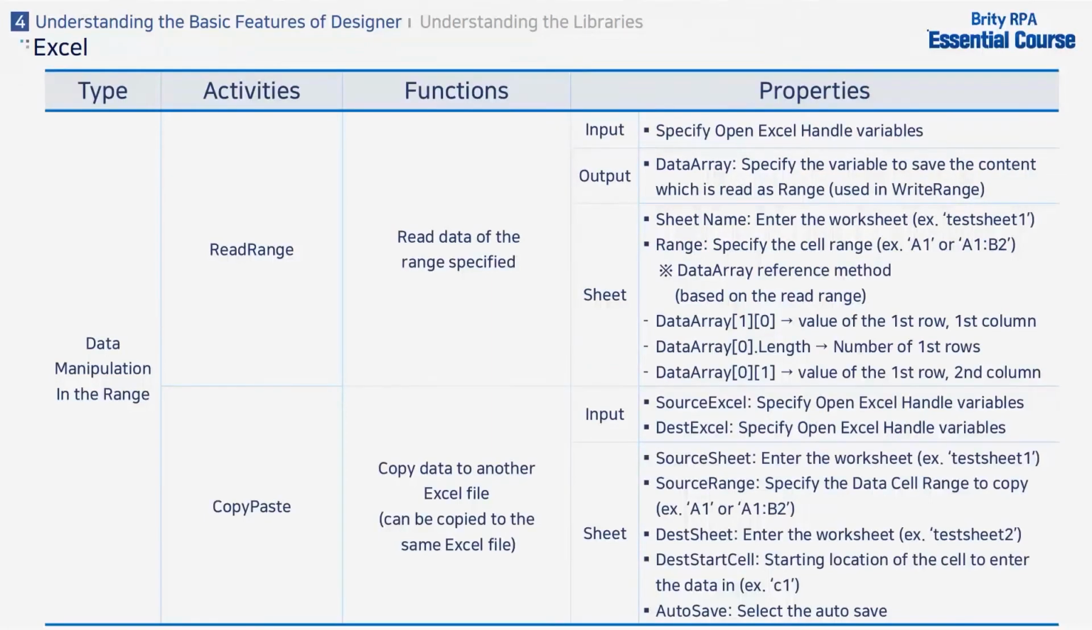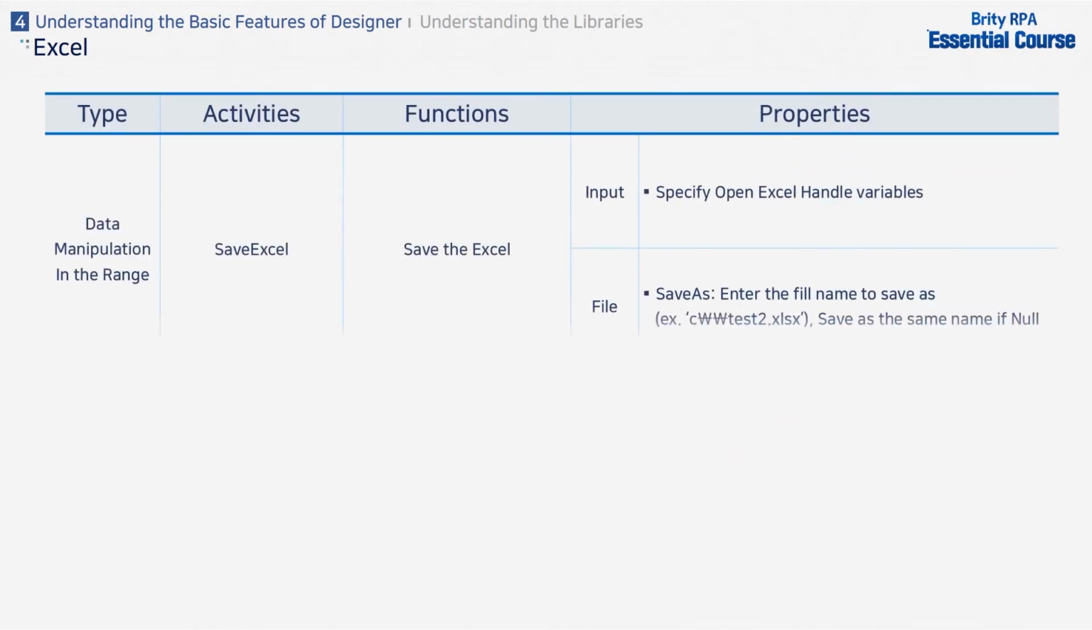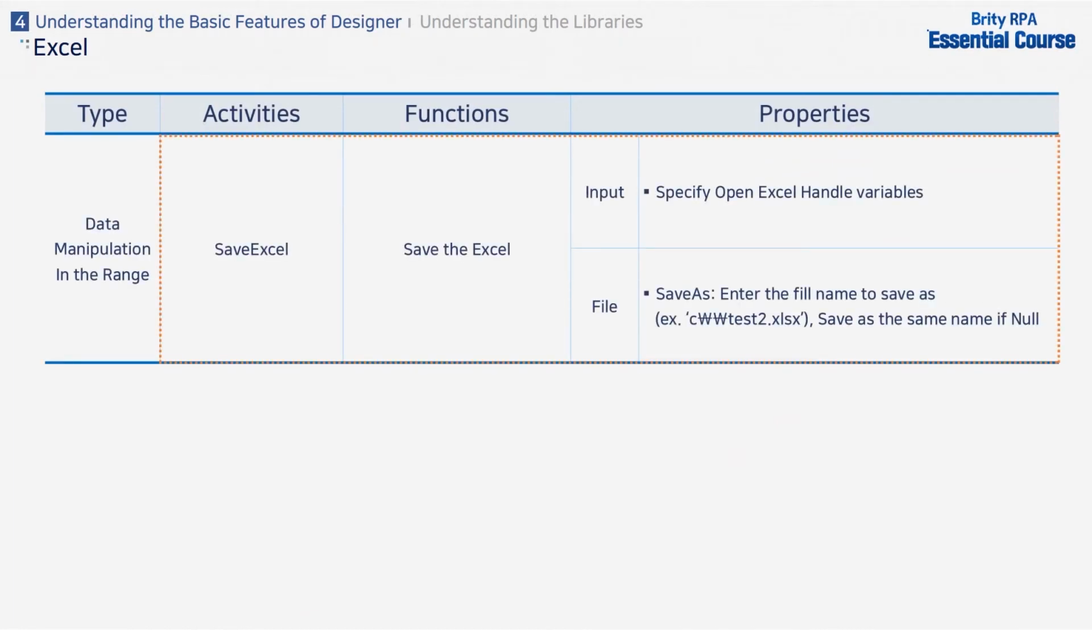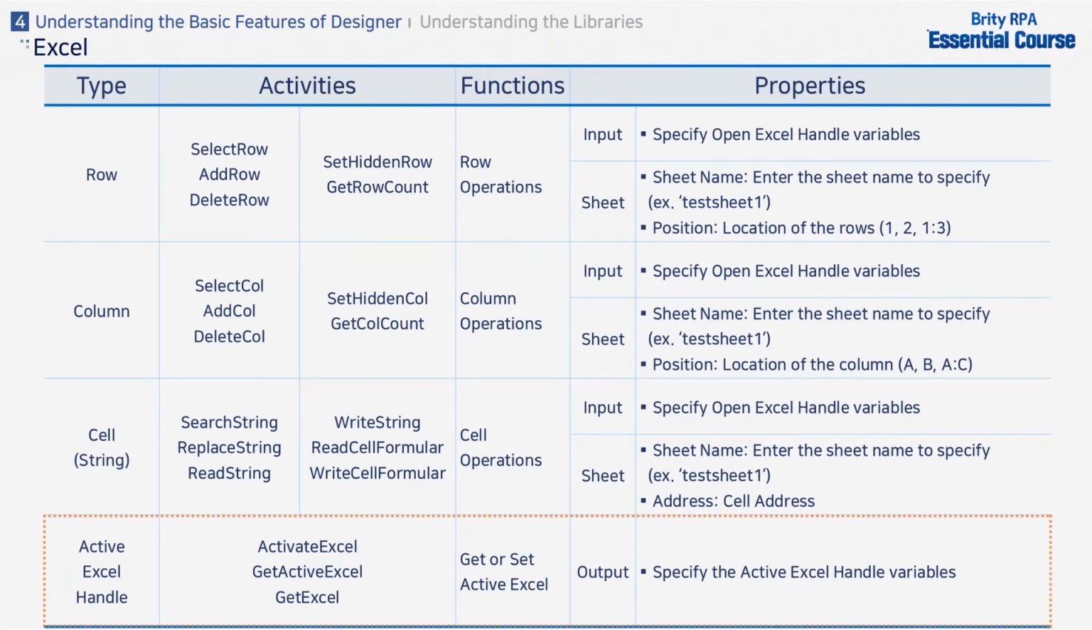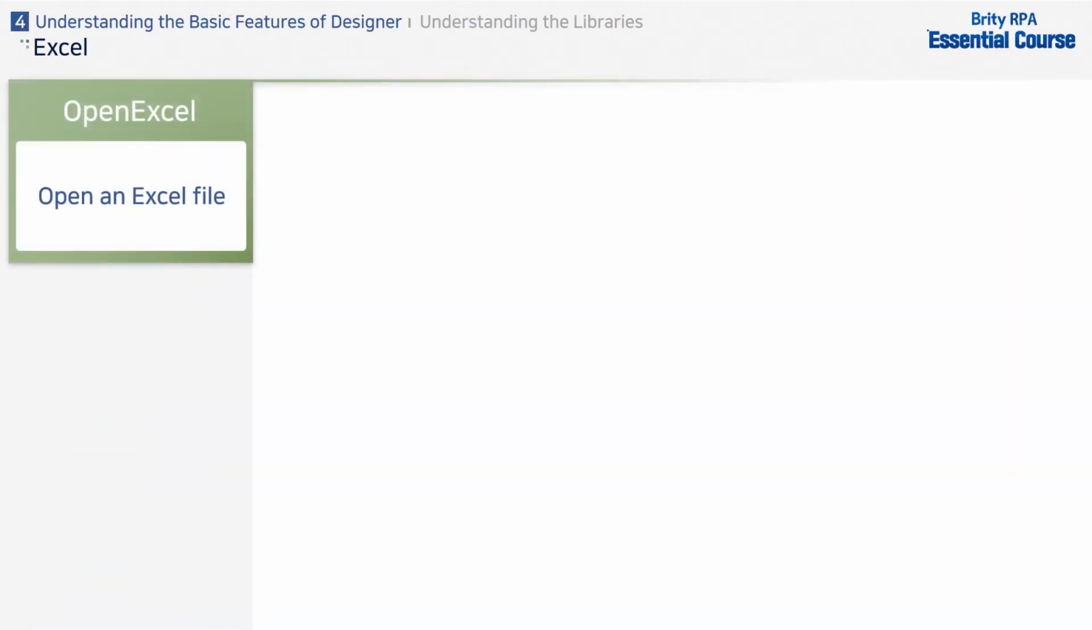The Read Range activity is used when reading the data in the specified range. The Copy-Paste activity is used when copying data to the Excel file. And the Save Excel activity is used when saving the Excel file. There are also many other activities related to the row, column, cell, and active Excel handle. Please refer to the table for more details. Now, let's see how the Excel library activities work and how to use them.